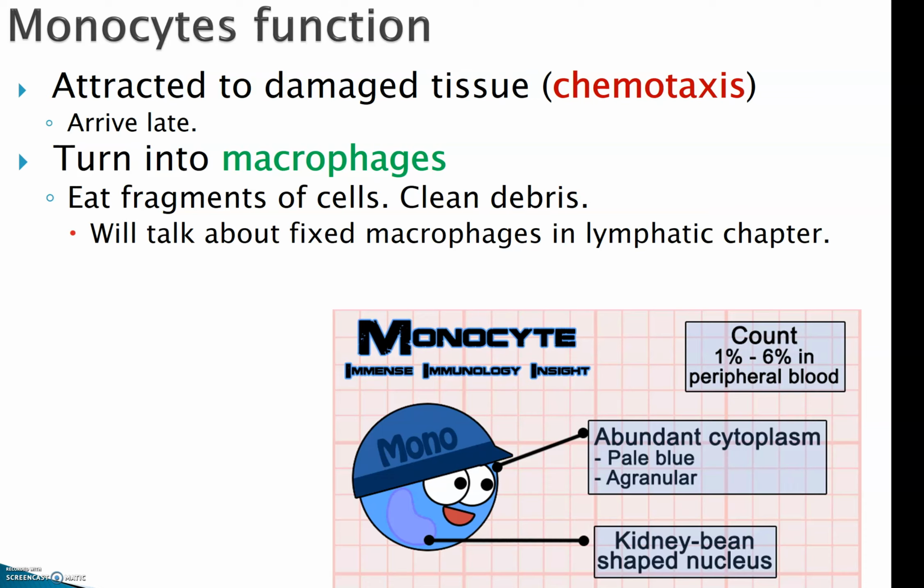Now, monocytes are attracted to damaged tissue, chemotaxis, and they arrive late. They are the garbage disposal unit. They clean up the mess that the basophils left behind. Now, they can also just leave circulation and embed in tissue. They turn into something called macrophages.